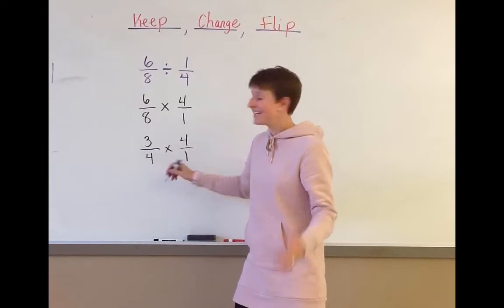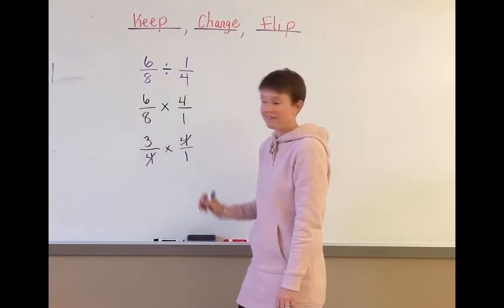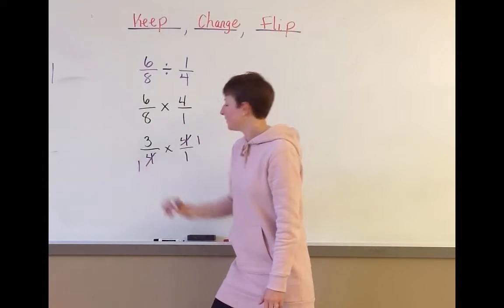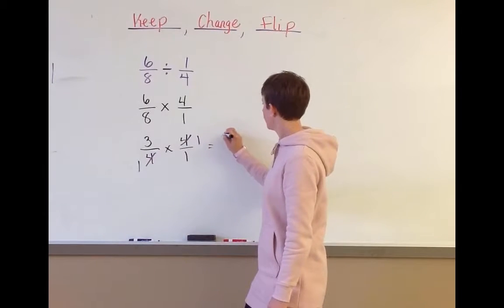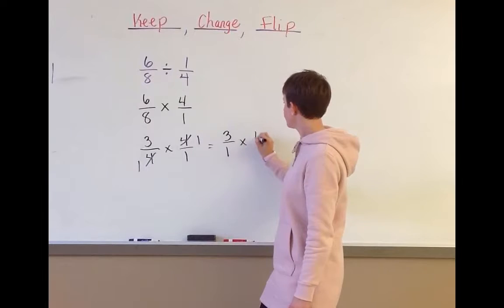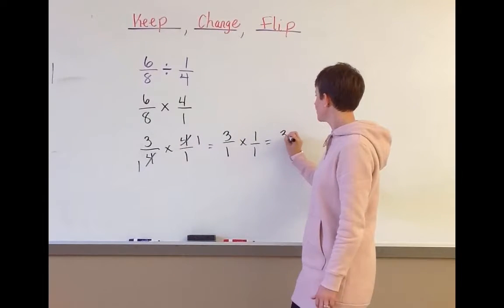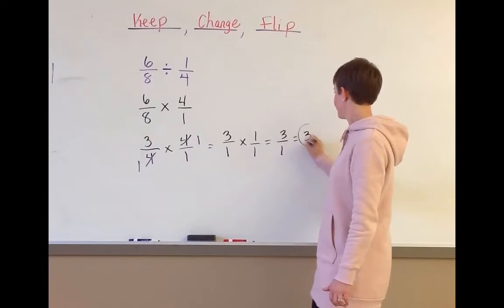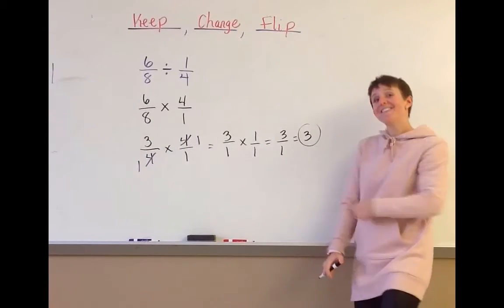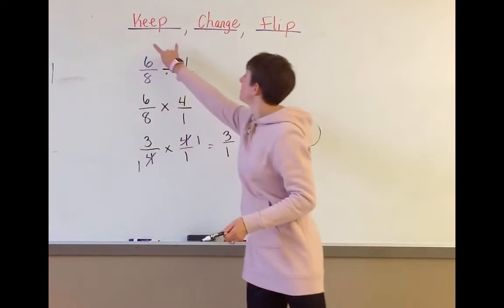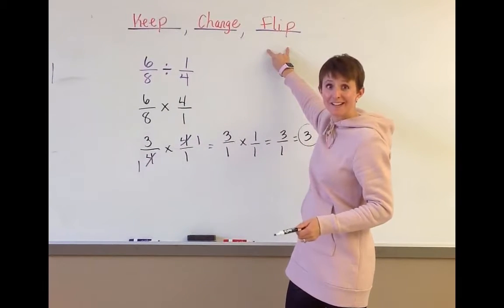4 and 4, do they share a factor? Yes, they do. It is 4. 4 divided by 4 is 1. 4 divided by 4 is 1. My new problem looks like 3/1 times 1/1, which we get to be 3. Just like the answer we got when I drew the picture. We're going to remember keep, change, flip. Yeah, that's the action.